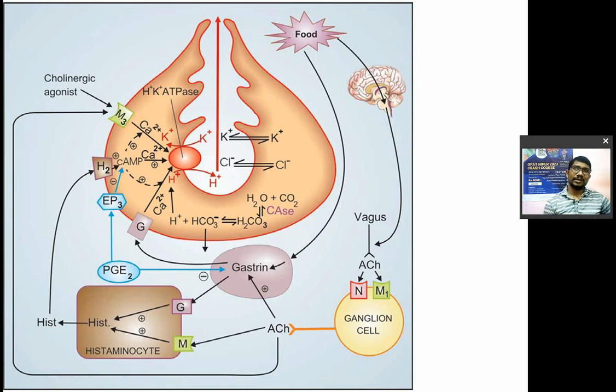Third measure is you can protect the ulcer from further growth. The ulcer that has already formed, so that it does not grow further, you protect it by using ulcer protective agents. Then the fifth measure is you can increase the healing of that ulcer, that is ulcer healing agent. So these are the measures.